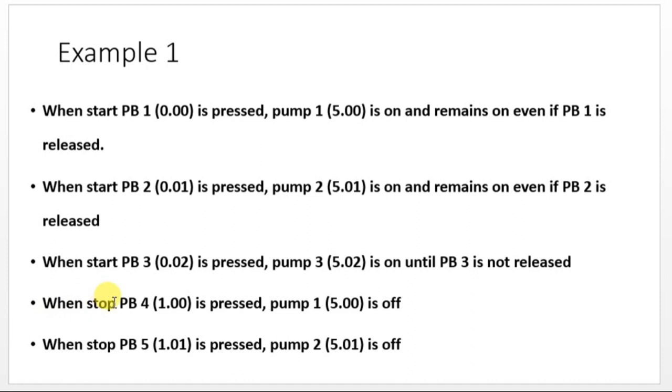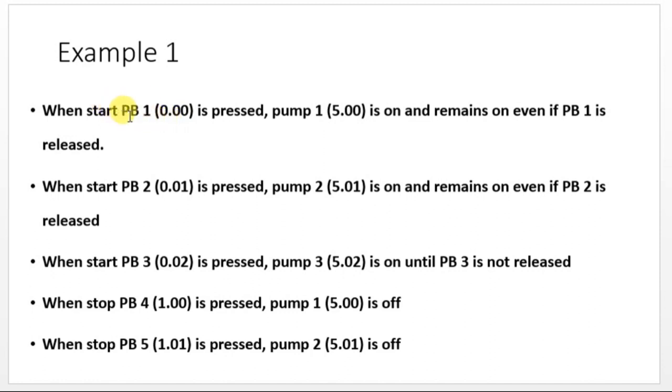The next one is, when the stop push button is pressed, pump 1 should be off. We turned on pump 1 in the first statement, and that has to be off when PB4 is pressed. Then when PB5 is pressed, pump 2 is off. Okay, so let's try to solve this problem.